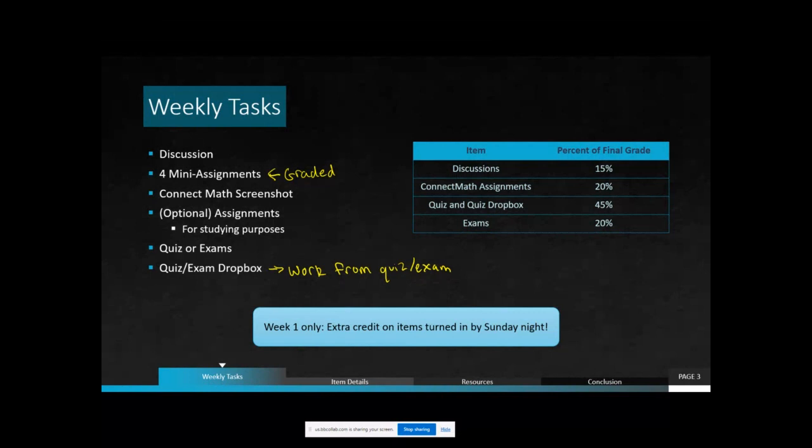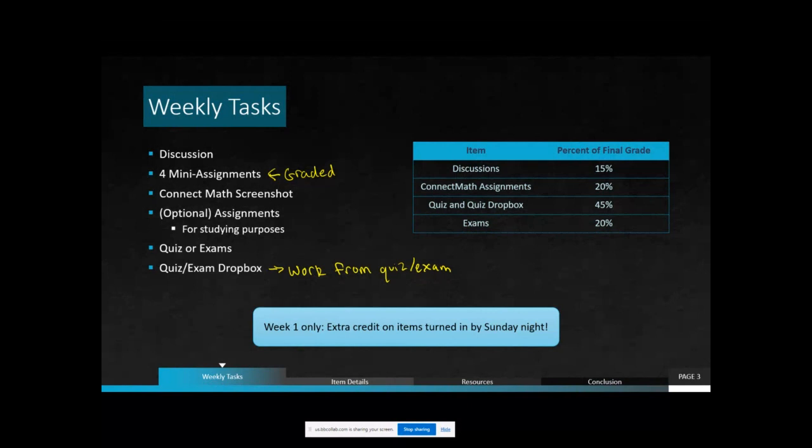Every week you're having a quiz or an exam, and then you have a Dropbox associated with that where you submit your work from when you take the quiz or exam. The way Connect Math works is that it grades it right or wrong. There's no partial credit. Let's say you're doing an order of operations problem and you make a mistake, but the rest of your work is correct. You just have 1 error. It's not fair to give you 0 points on that when you have correct work. So we're able to give partial credit for correct work when you turn in your Dropbox.